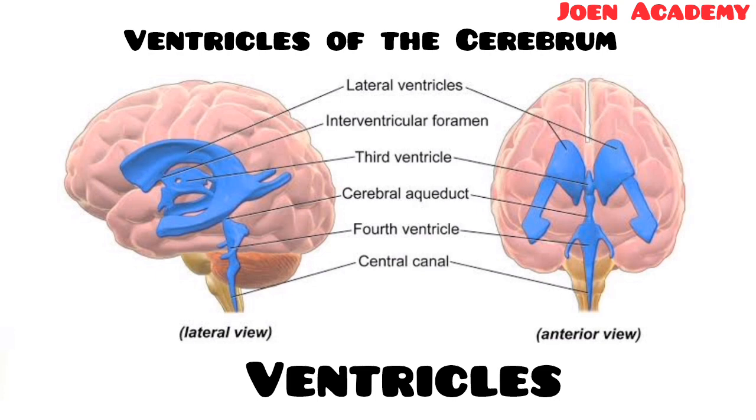The ventricles which are associated with the cerebrum include the lateral ventricles. These are two large C-shaped cavities located within the cerebral hemisphere. The third ventricle is another ventricle of the cerebrum located deep in the brain. It is a single ventricle connecting the lateral ventricle to the fourth ventricle. The fourth ventricle is another ventricle that is diamond in shape. It is located in the brainstem, which connects to the central canal of the spinal cord.